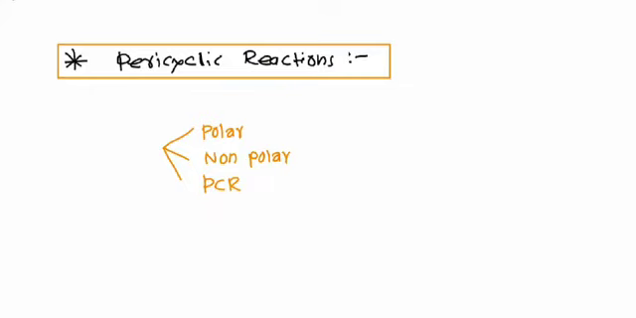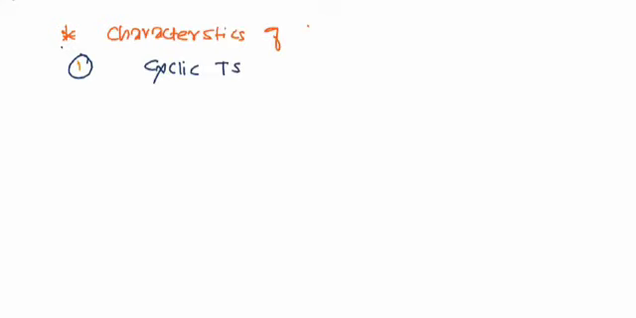Usually, pericyclic reactions are molecular reactions having specific characteristic features. First of all, the first characteristic feature of pericyclic reactions is that the reaction proceeds via a cyclic transition state. This is a very important characteristic feature of the pericyclic reaction. So here the heading is characteristics of PCR, that means the pericyclic reaction. The first characteristic property is that it proceeds via a cyclic transition state.